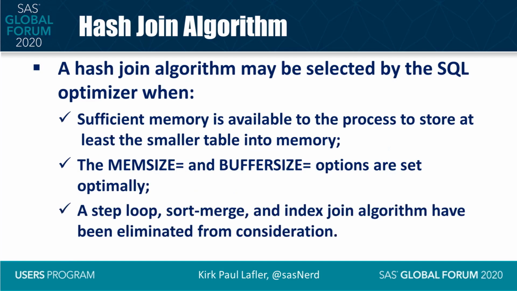A hash join algorithm may be selected by the SQL optimizer when sufficient or real memory is available to the process to store at least the smaller of the tables in memory. The MEMSIZE equal and or BUFFERSIZE equal options can also be set optimally. A step loop, sort merge, and index join algorithm have been eliminated from consideration.